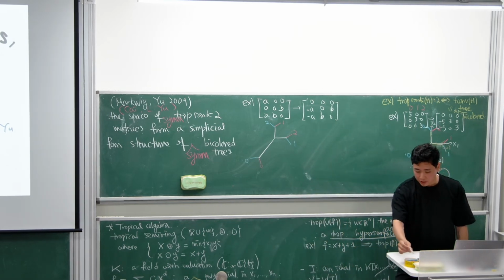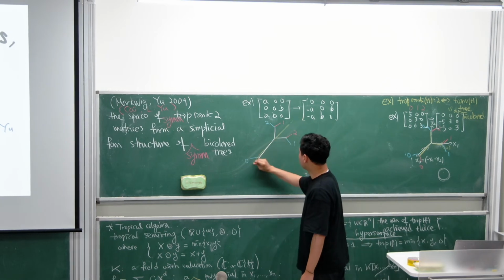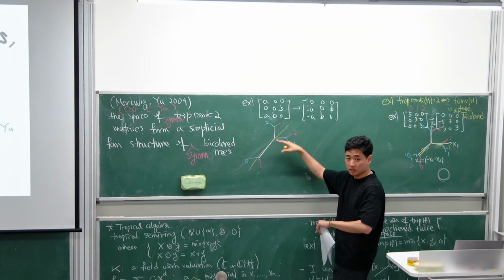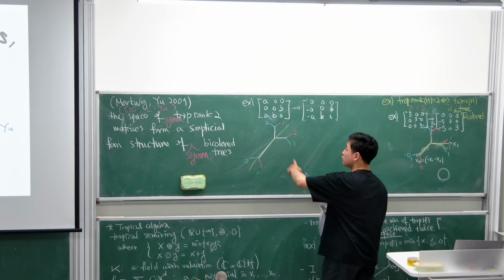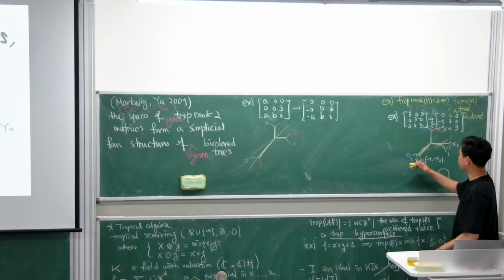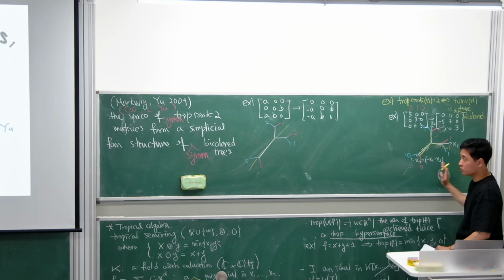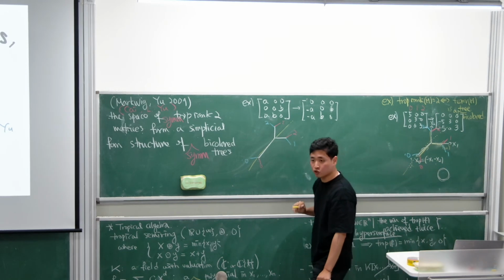This is symmetric, because if you take the symmetry around this line, then 2 goes to 2, 1 goes to 1. However, if you take the symmetry about this line, then 2 cannot go to 1 here. This is not symmetric, but this is symmetric. This is a symmetric bicolored tree.